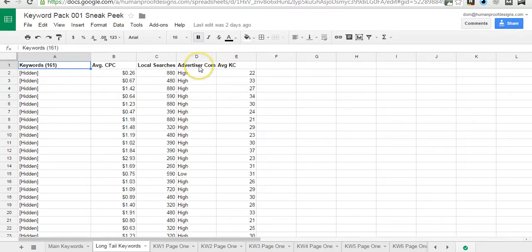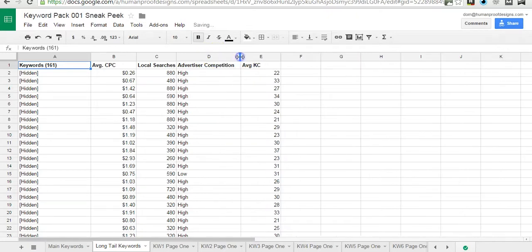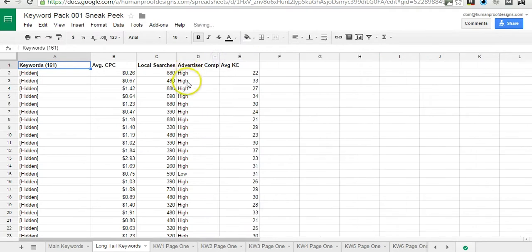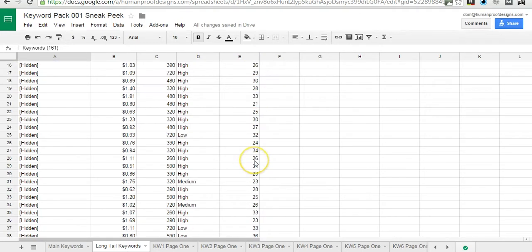Advertiser competition, this just means there are a lot of people buying ads for these keywords. So you know that these keywords make money. But in terms of ranking for SEO, you don't have to worry about this tab. So we've got 22, 27, these ones are great. Anything lower than 20 is even better. We've got a 19 here, almost 600 searches a month. 17, 500 searches a month. So these keywords are great.